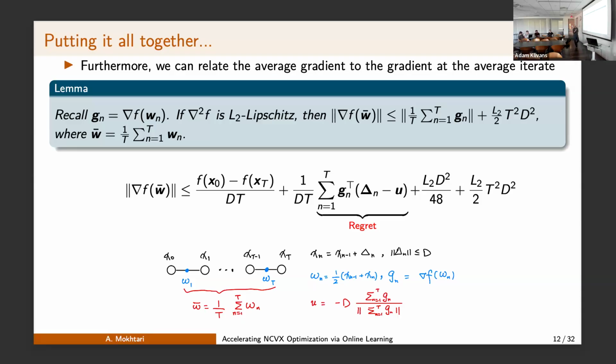But anyway, the important thing is this reduction: if I look at the average of these middle points, the gradient of that is bounded by this animal. 3 constants and an online learning problem that is linear, right? I keep playing delta n's and I suffer this loss and I compare against this competitor. All right. But as Sanjay said, when t becomes large, we're going to have a problem. This time it's going to blow up.